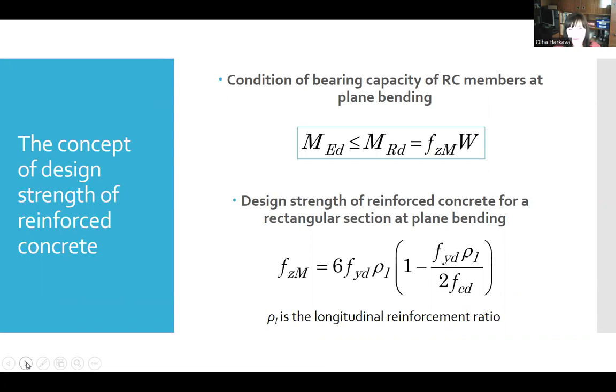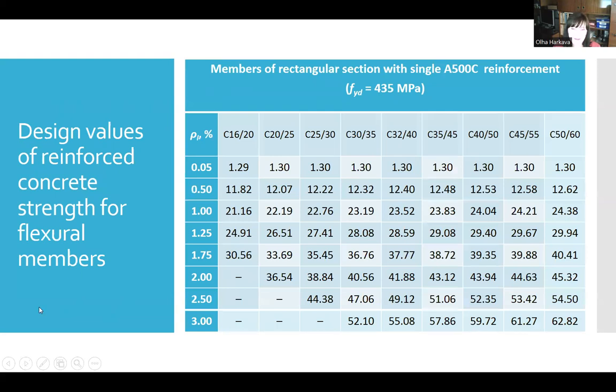The essence of the considered approach is that reinforced concrete is reflected as a composite that has a certain strength characteristic, the design strength of reinforced concrete, FZM. At the same time, the strength problems of such members are solved on the basis of the classical theory of resistance of materials. The implemented characteristic FZM is an integral value that takes into account the strength characteristics of concrete and reinforcement, the amount of reinforcement in the section and its location. Values of the design strengths of reinforced concrete are tabulated for different classes of concrete and reinforcement and different reinforcement ratios.